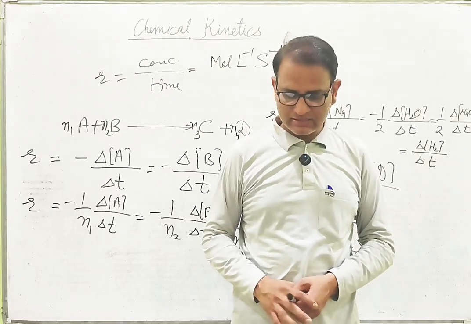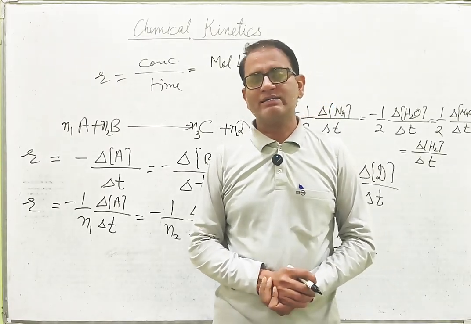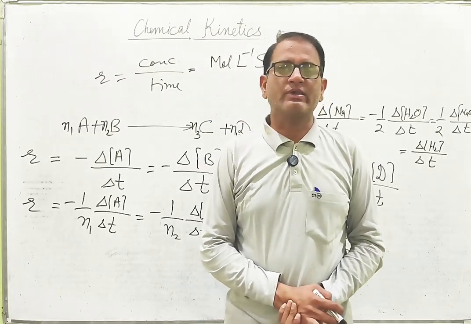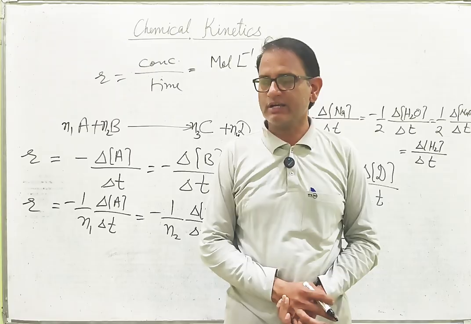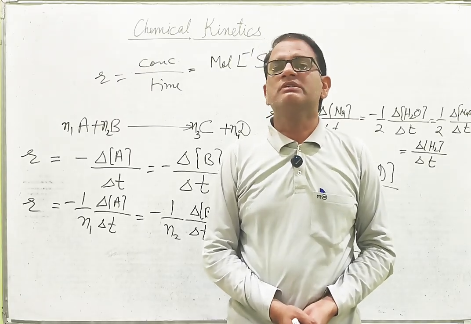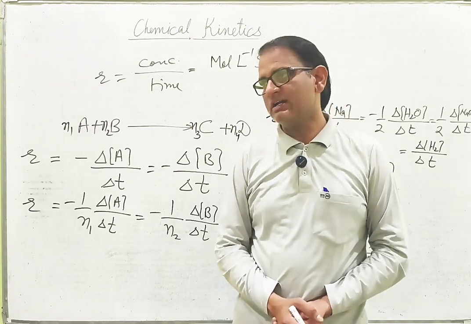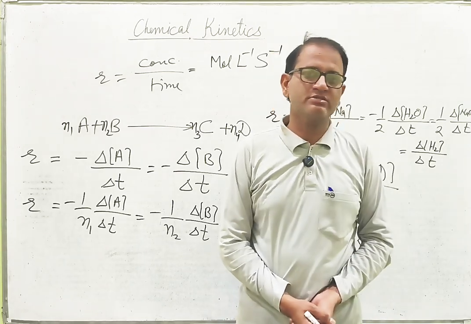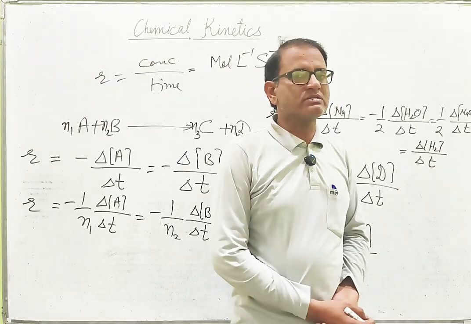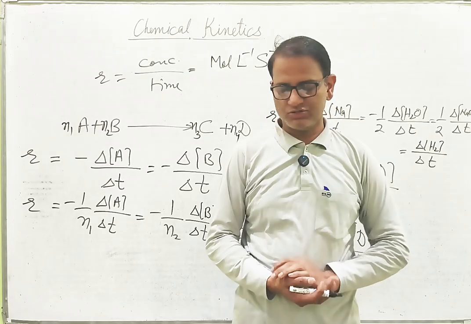So this was a very general explanation of what chemical kinetics is, what the rate of reaction is, how we can classify reactions on the basis of rate of reaction, how we can express the rate of reaction in terms of either reactant or product, and how to express the rate of a reaction if we have stoichiometric values in the balanced chemical equation. That is what we have discussed today.